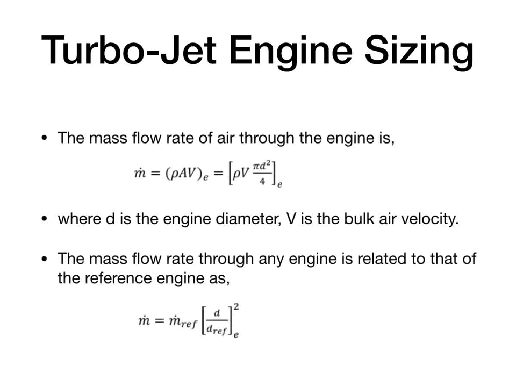So the mass flow rate of air through the engine is m dot = rho A V at jet exit condition, which equals rho × V × pi d² / 4, where d is the engine diameter and V is the bulk air velocity. If we consider a reference engine with an exit diameter d_E, then the mass flow rate through any engine is related to that of the reference engine as m dot = m dot reference × (d / d reference)².